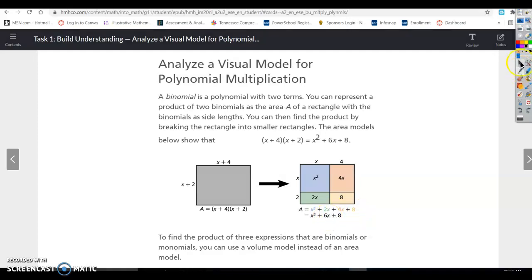So as you guys have done before, you've multiplied binomials, so you know you do x times x is x squared, and x times 2, which is 2x, and 4 times x, which is 4x, and then 4 times 2, which is 8. And you can see that combining these gives you that, and these two expressions are equal. So all they did was take the large rectangle and write it as smaller parts of an equivalent rectangle.